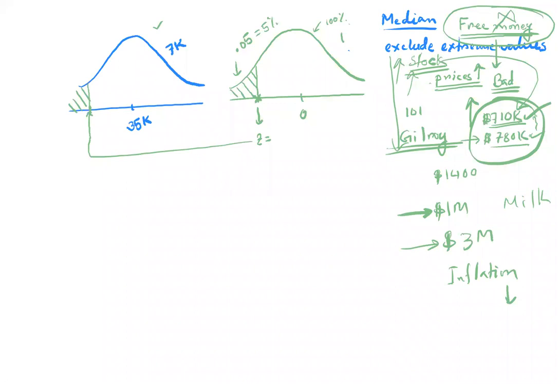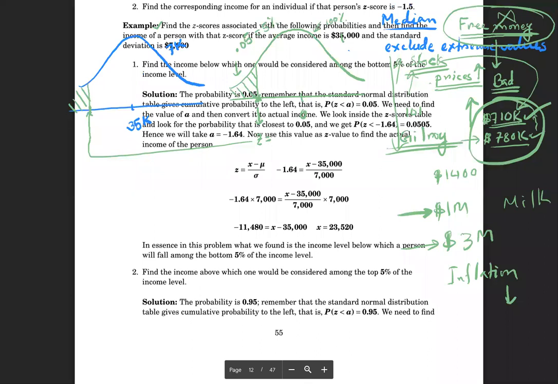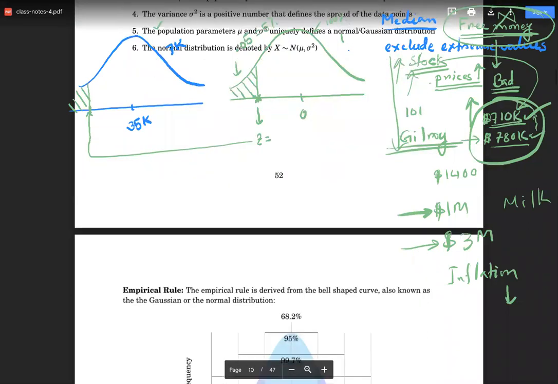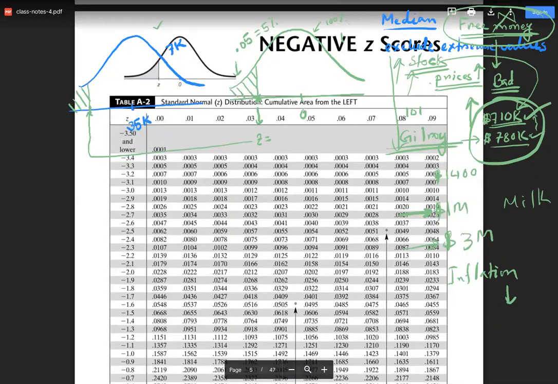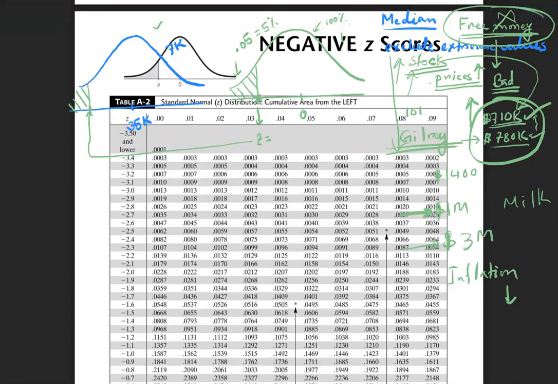Now, this is where we need to go back to the standard normal distribution table and find out the value. So there you are. Now remember, if your probability or area is less than 0.5, you're going to be on the negative side, I mean, in the negative z-scores table.